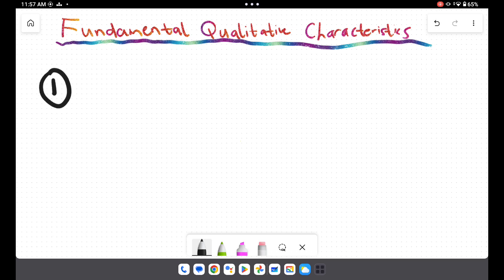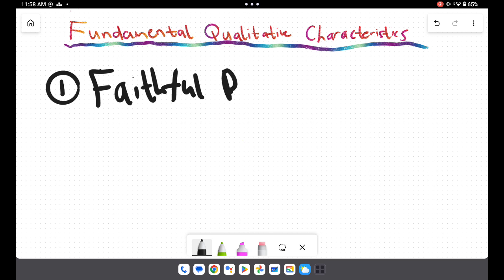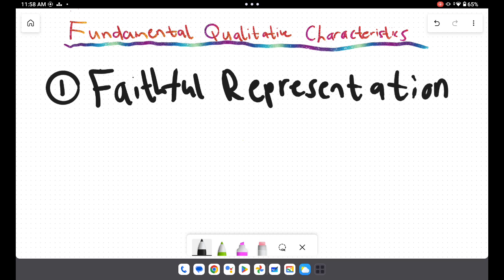Now to remember this, the acronym is FR. F stands for faithful representation, right? So the first one is faithful representation. Now, what is faithful representation? So when doing faithful representation, there are three things that you can talk about.